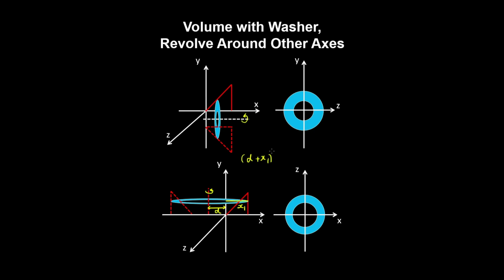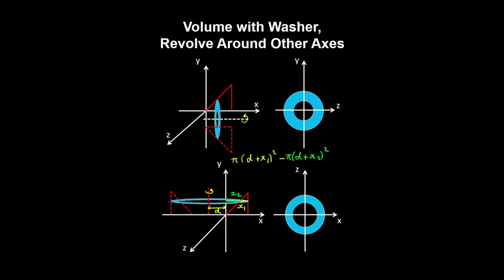Then squaring that and multiplying by pi gives the area of that outer circle of the washer. And then we subtract the area of the inner circle. So the radius of that inner circle is going to be d plus this distance over here, which we'll designate as x2. And then squaring that and multiplying by pi gives that area of the inner circle.